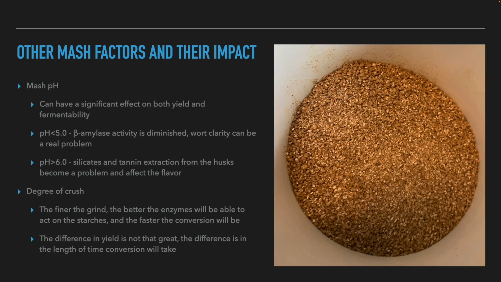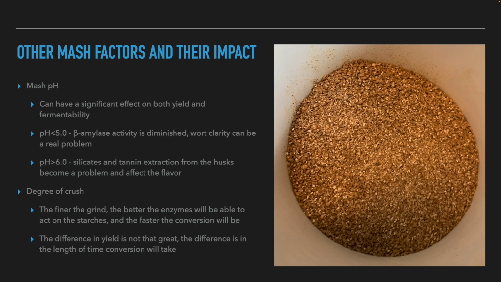After talking about all the different rests and the impact of each one, it's time to talk about other factors that affect the mash and their flavor impact. The first one is the mash pH. As I said before, it can have a significant effect on both yield and fermentability. If the mash pH is below 5.0, beta amylase will be less active and wort clarity can be a problem. At a pH of above 6.0, silicates and other tannins will be extracted from the husks and become a problem.